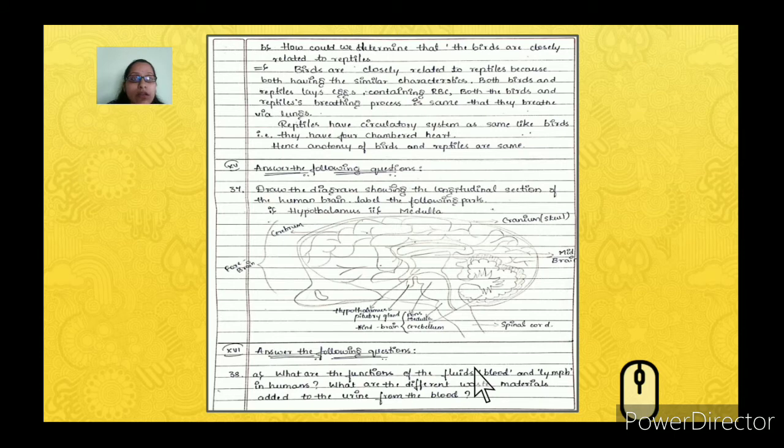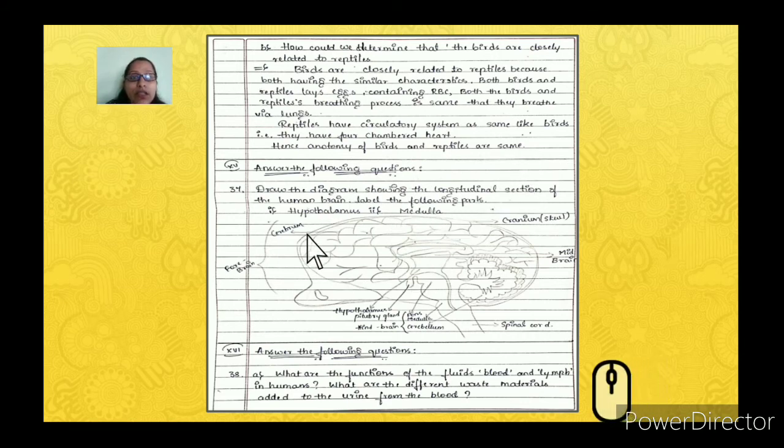So next question is, how would we determine that birds are closely related to reptiles? We can say they are related to each other because reptiles and birds both lay eggs that contain RBCs. Both birds and reptiles breathe via lungs, and reptiles have a circulatory system like the birds, with a 4-chambered heart. Hence the anatomy of birds and reptiles is almost the same.